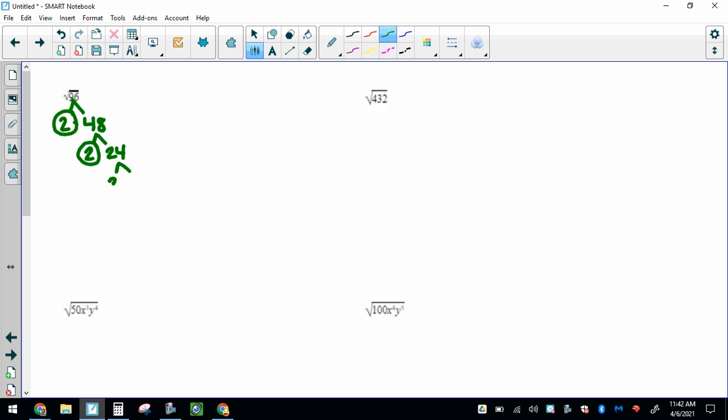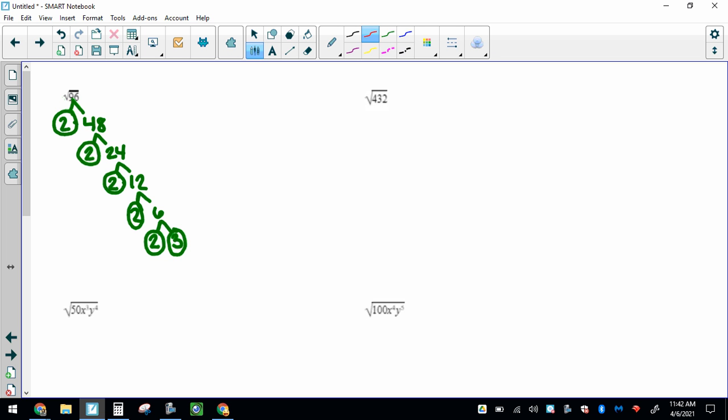I'm going to keep doing 2's. 24 divided by 2 makes 12. 12 divided by 2 makes 6. 6 divided by 2 makes 3. Now notice here that 3 is also a prime number. It's also on that list. So this is what we mean by break it down until everything, that whole tree, breaks off with the little prime number that got circled.